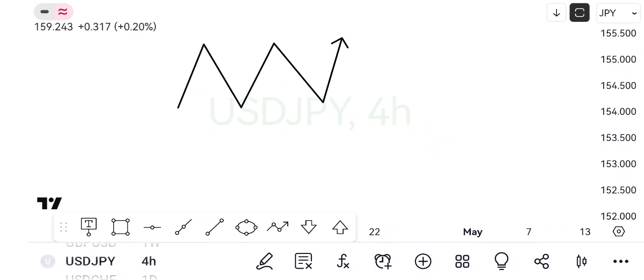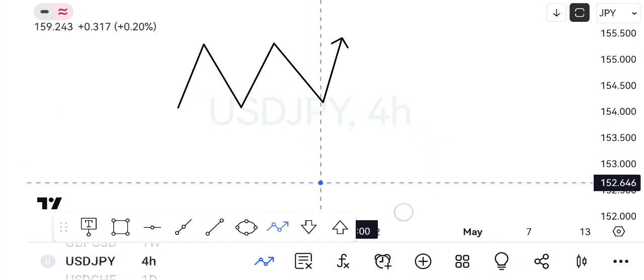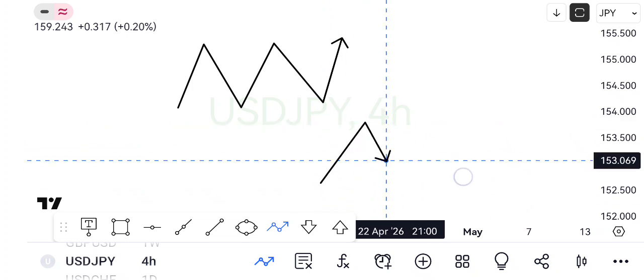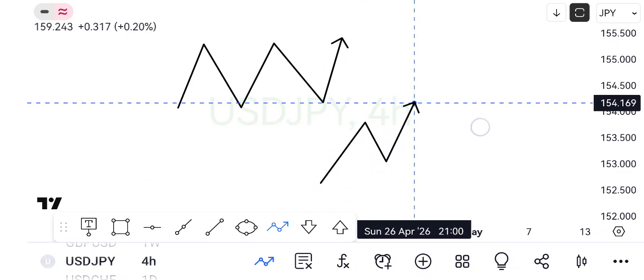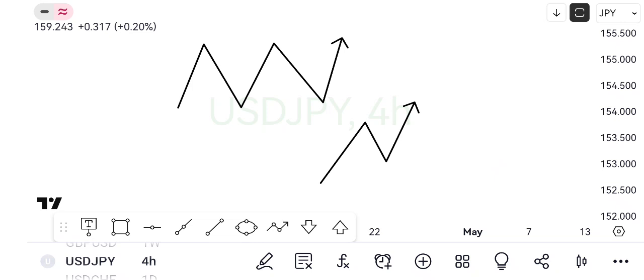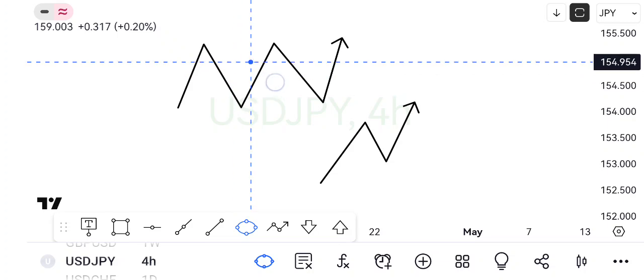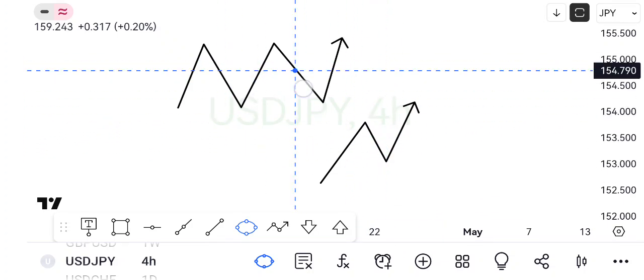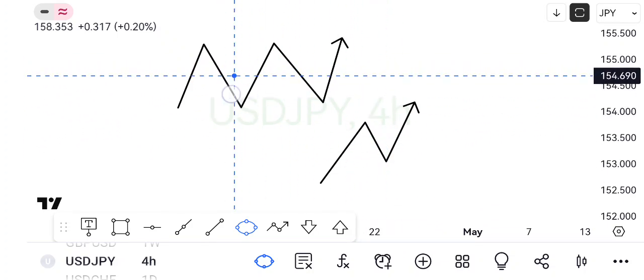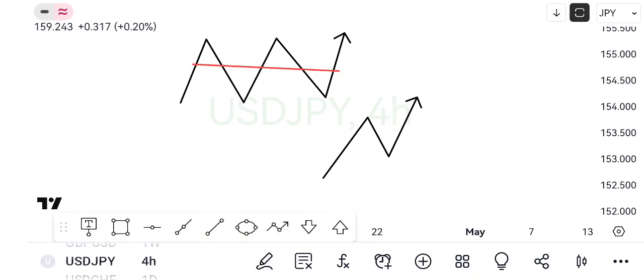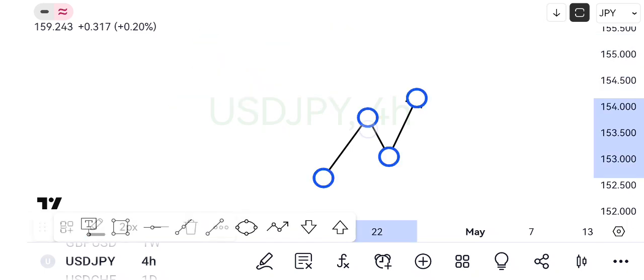Because you might find something like this. Let's say this right here is the 4 hour, and then this is the weekly. So even if the 4 hour is currently going sideways, you can still go to higher time frames to check the direction of the trend. Let me show you a practical example.